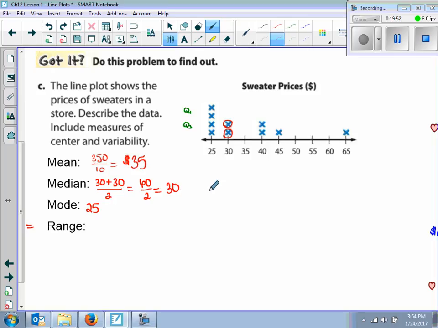And the range. To find the range, we are going to subtract the highest number minus the lowest number, and that gives us 40. Very good. And these are all dollars, right? Those are all dollars. Okay, so there's the mean, median, mode, and range. Now, the next thing we want to do is see if we have any outliers. So that's going through the measures of variability. So again, here's the work.